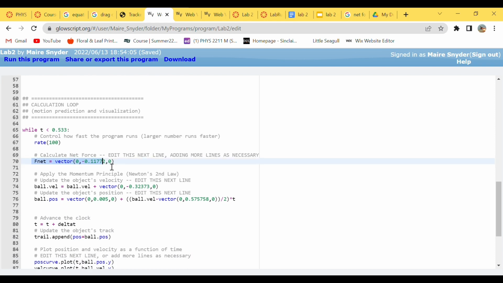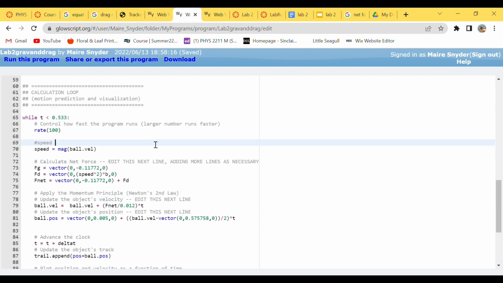Here's the gravity-only code. Note the net force, which is made up of the force of gravity, mass times acceleration due to gravity. 9.81 times the mass of 0.012 kilograms yielded that force here. Next, the velocity was calculated. Using the known acceleration, 9.81 meters per second squared, I found the change in velocity to be negative 0.32373 meters per second per 30th of a second, in time with the frames. The position was calculated using the position update formula, starting with the initial position and then adding the average velocity multiplied by the time passed.